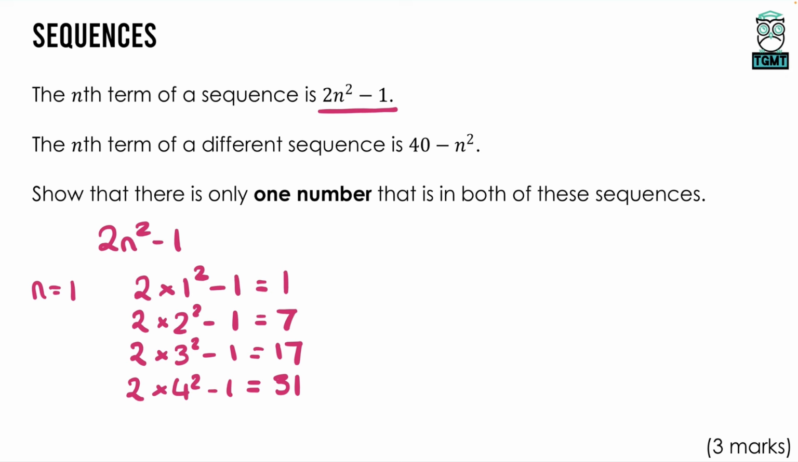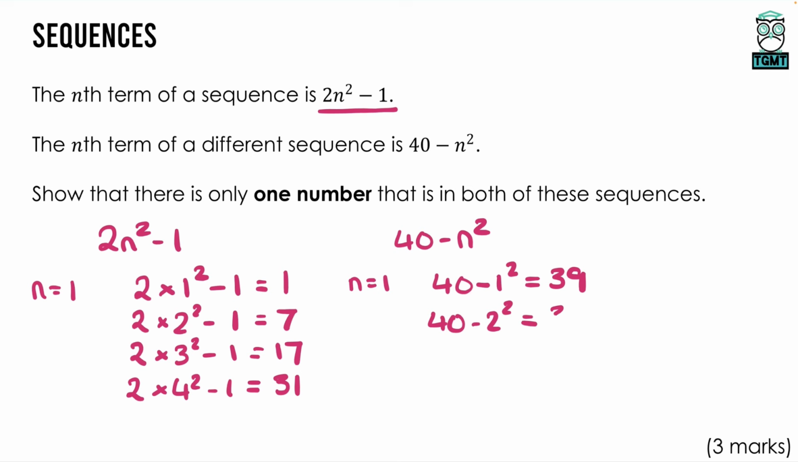Now we need to move on to that other sequence because we might have already found this. So we'll start with, like we did before, n equals 1. So we get 40 minus 1 squared. That's 40 take away 1, which is 39. When we go to n equals 2, that's 40 minus 2 squared, and that is 40 minus 4, which is 36. And then 40 minus 3 squared, which is 40 minus 9, and that gives us 31.